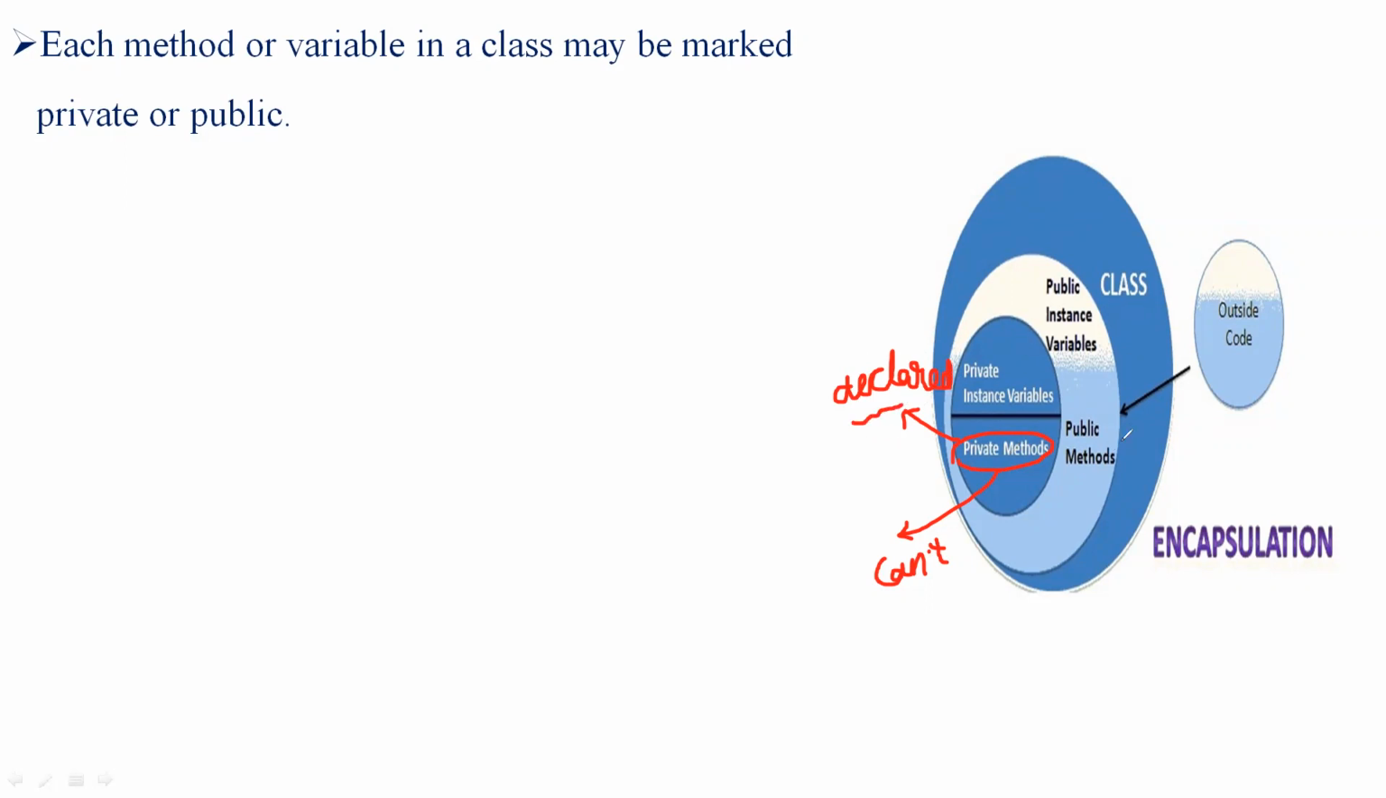Public methods, as the name itself suggests, are public. These are the methods which can be accessed in any of the classes. This is shown in the figure. If there is outside code, only the public variables or public methods can be accessed by the outside code. The outside code cannot get access to the private methods.